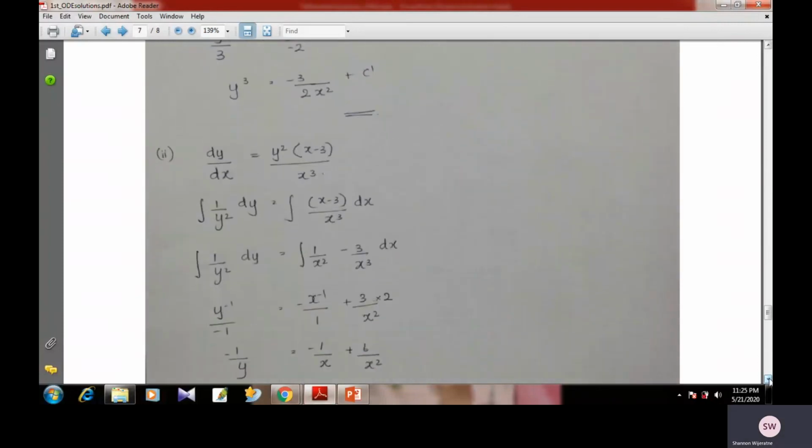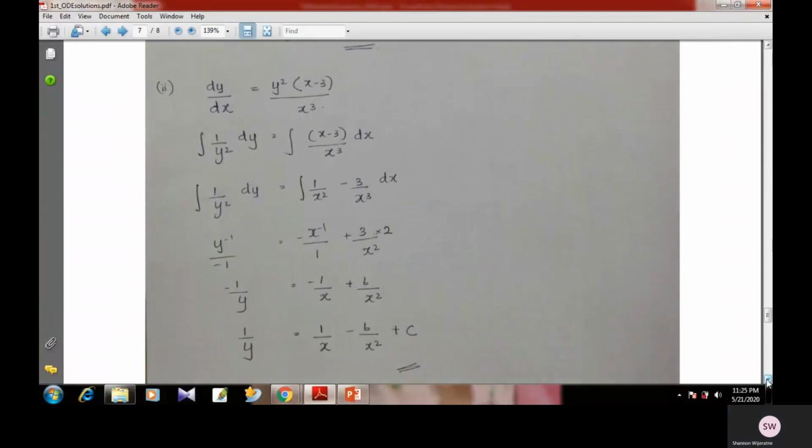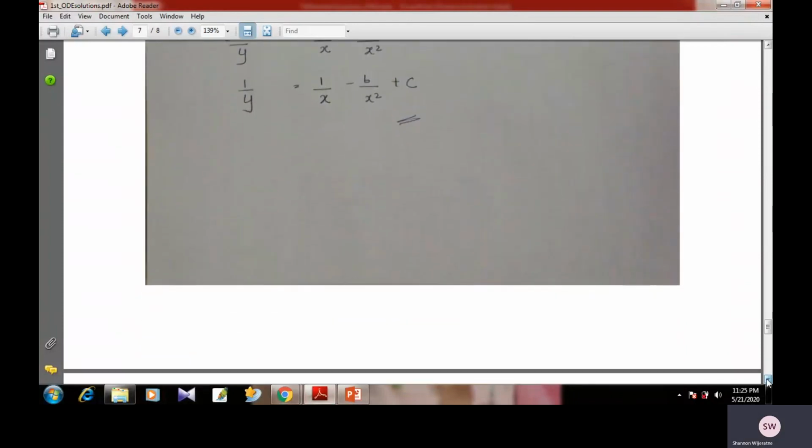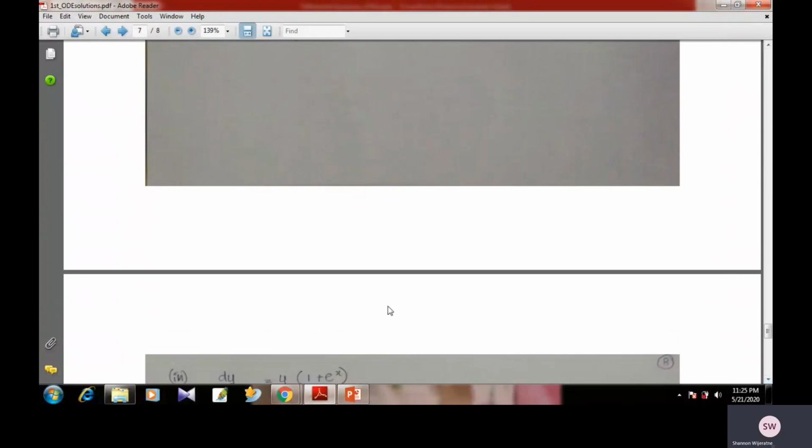Another example: here you have to separate the variables first, because this y squared should be taken to the left hand side, and on the right we have x minus 3 over x to the power 3. Then we have to integrate. Integrating both sides, the left hand side with respect to y and the right hand side with respect to x, we can find the solution. Here I have given the solutions for all the exercises given in this note.